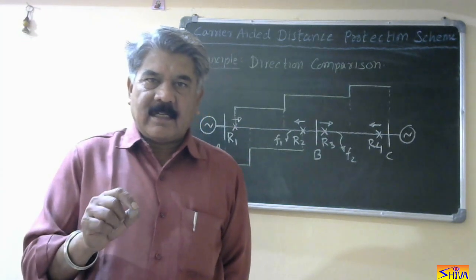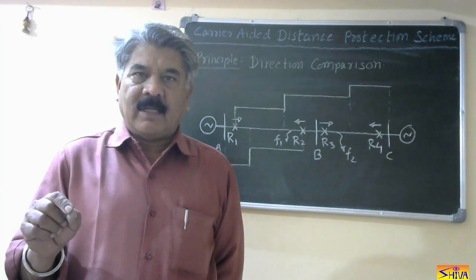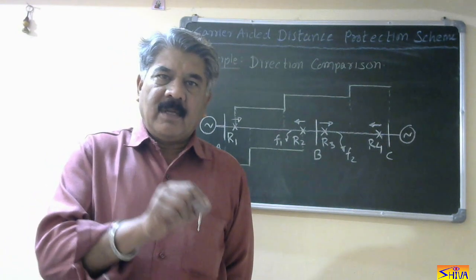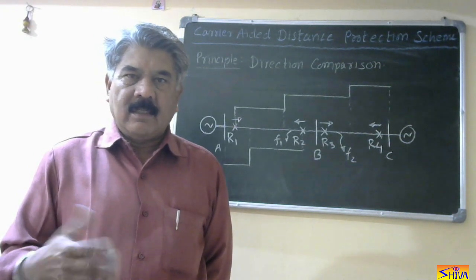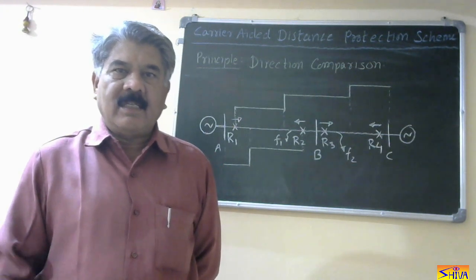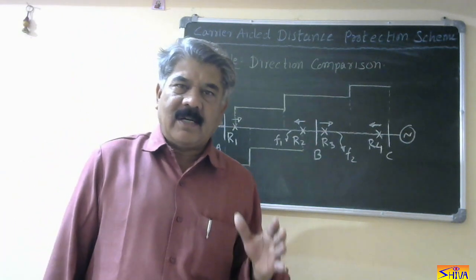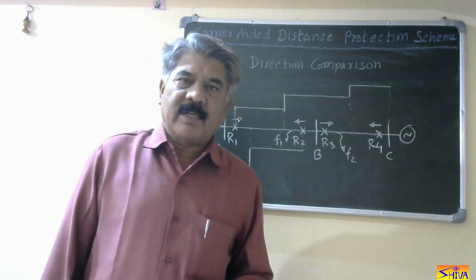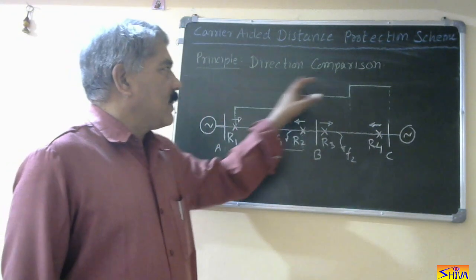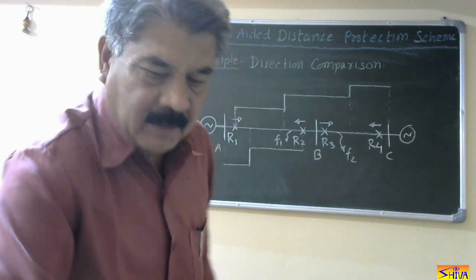In the carrier added distance protection scheme, the carrier signals are transmitted from one end of the line to the other end in order to cause simultaneous tripping of the circuit breakers at both the ends. That is our requirement, so for that we are taking help of carrier signals. Now, this scheme is based on direction comparison. Let us see what this direction comparison principle is.